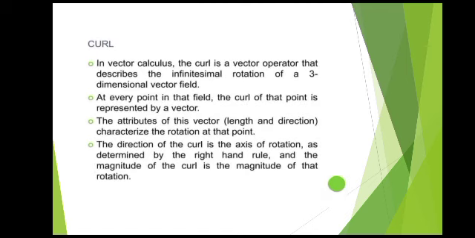Now, next thing is curl. In vector calculus, a curl is a vector operator that describes the infinitesimal rotation of a three-dimensional vector field at every point in that field. The curl at that point is represented by a vector. The attributes of this vector, that is length and direction, characterize the rotation at that point. The direction of the curl is the axis of rotation as determined by the right-hand rule, and the magnitude of the curl is the magnitude of that rotation.